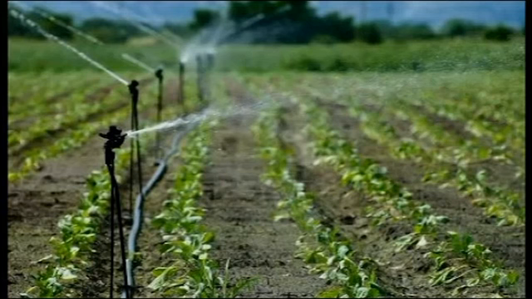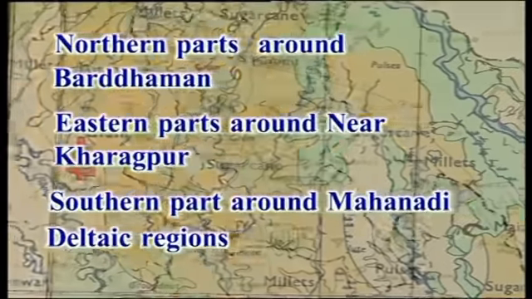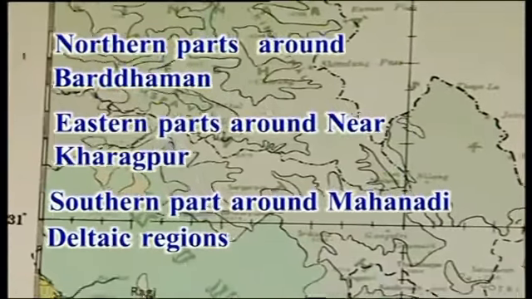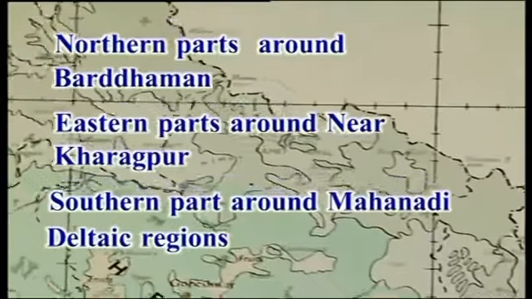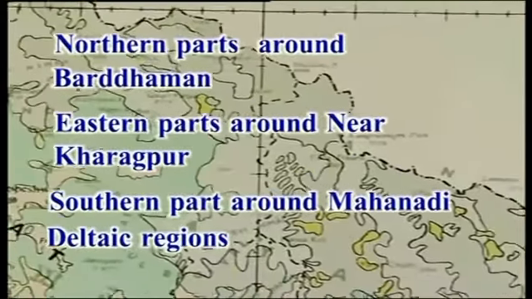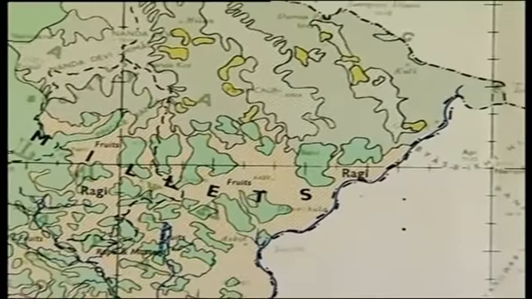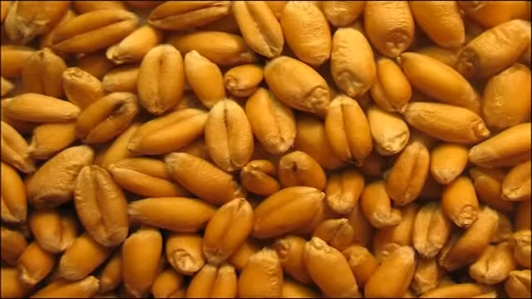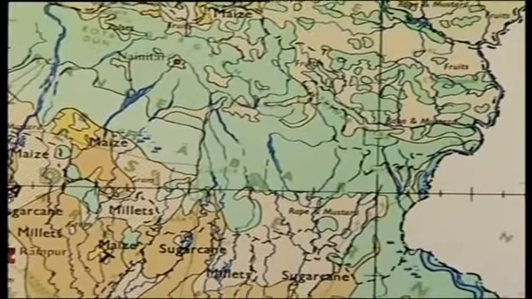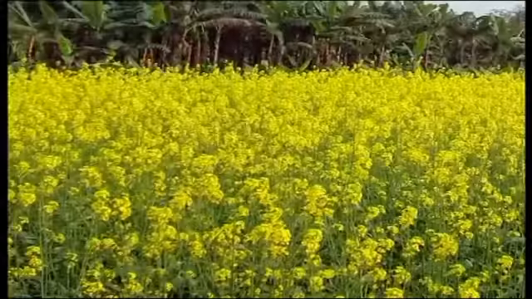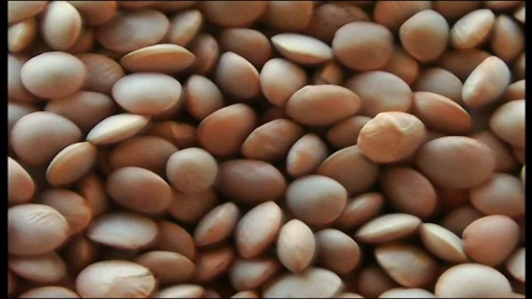The irrigated croplands are distributed in the northern parts around Bardhaman, in the eastern parts around Kharagpur and in the southern part around Mahanadi deltaic regions. The major crops grown in the irrigated zones are sugarcane, wheat, fruits and vegetables. The minor crops grown in the irrigated zones are rapeseeds, mustards, linseeds and pulses.